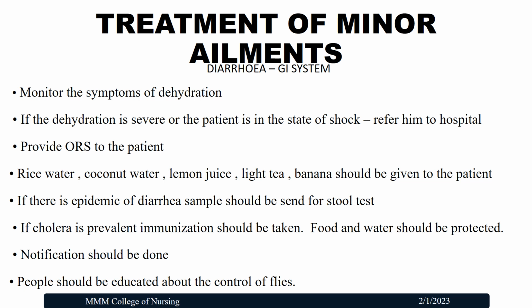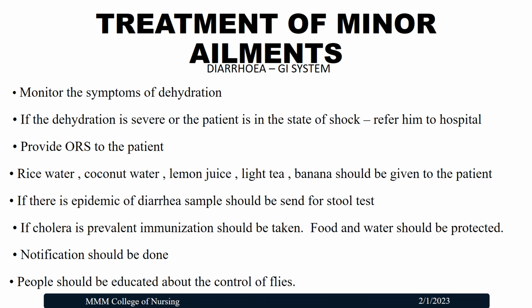The next one is diarrhea. If the person is having diarrhea, monitor the symptoms of dehydration. If the dehydration is severe or the patient is in a state of shock, refer him to hospital. Provide ORS to the patient. If the person can tolerate orally, we can give rice water, coconut water, lemon juice, light tea, and banana.